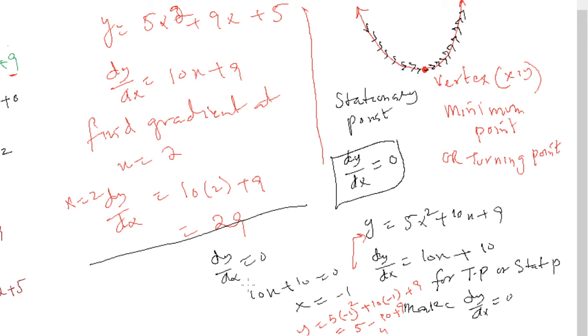So it means the turning point is x equals minus 1, y equals 4. That's the turning point. This is also called the stationary point, and sometimes this point is a maximum, sometimes a minimum. When the parabola is opening up, the turning point or stationary point is a minimum. When the parabola is opening down, in that case it's a maximum.